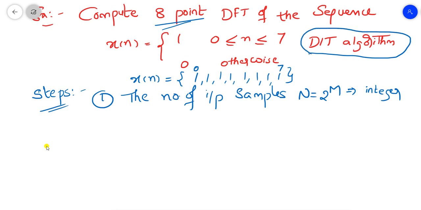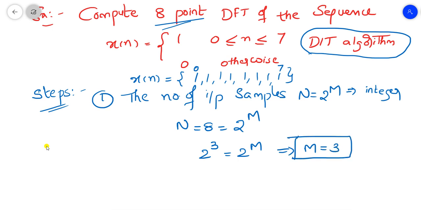Now I am following the steps, the procedure for the decimation in time algorithm. The number of input samples is given by N equal to 2 to the power of m, where m is an integer. We know that the number of samples is N equal to 8, and 8 can be expressed in terms of powers of 2. So this is 2 power 3, and this is m, so the value of m is equal to 3. So this is step 1.